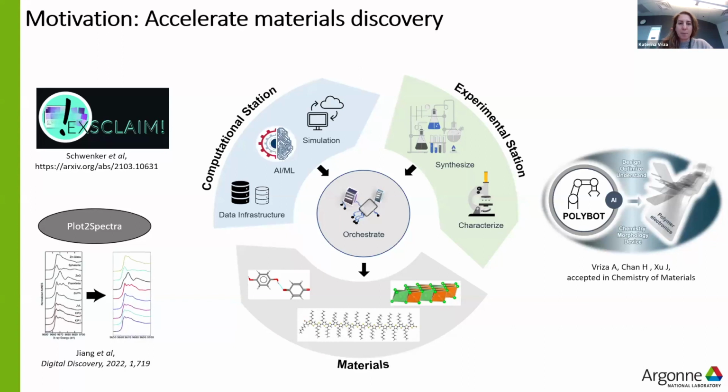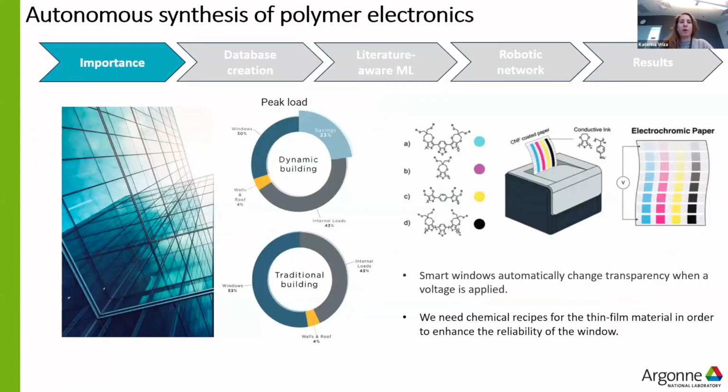So first of all, the importance, why we do this research. We are aiming to develop new sustainable polymers that can be used, for instance, for smart windows and energy savings. To synthesize them, we need to find the correct recipes, what kind of monomers to combine, to be able to get the correct formulation to synthesize a thin film material that can have controlled color.